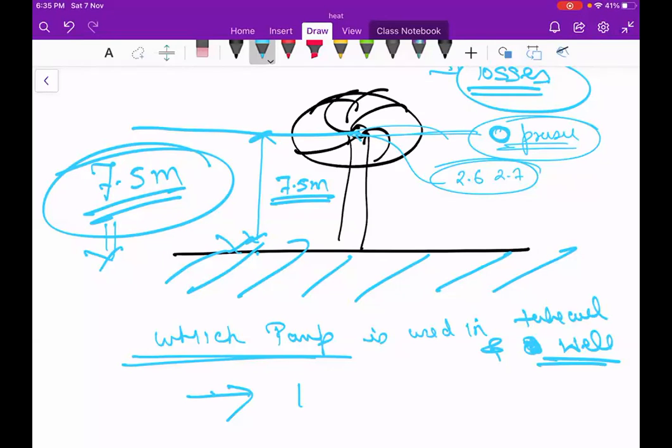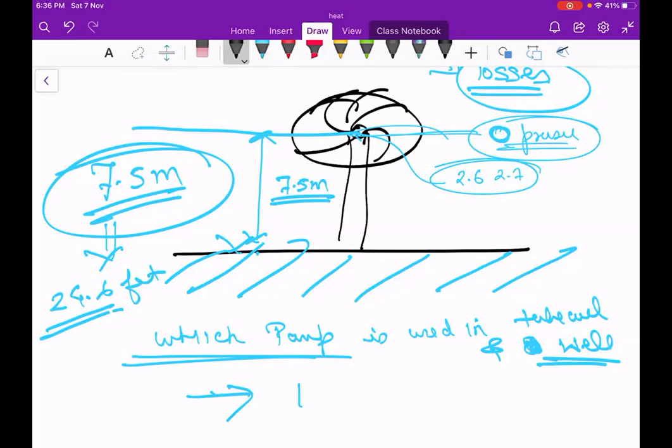Convert 7.5 meter into feet, how much is it coming? I think approximately 28 feet. Convert it. 24.6. Okay, 24.6 feet. Very good. So what is the average depth of a tube well or well?